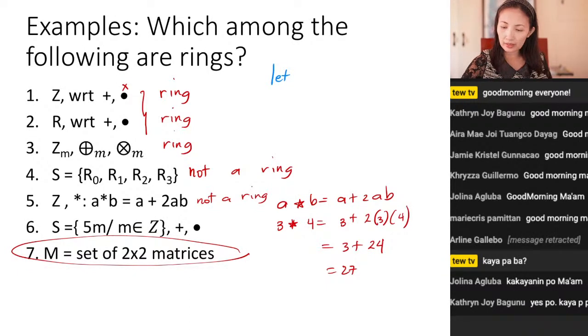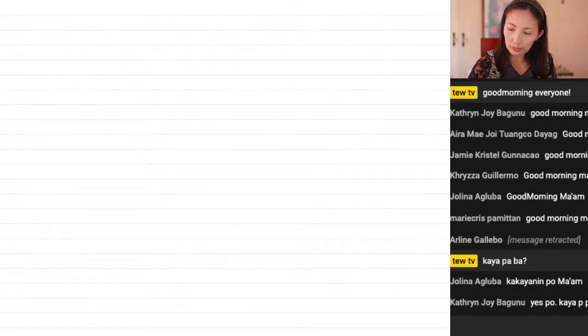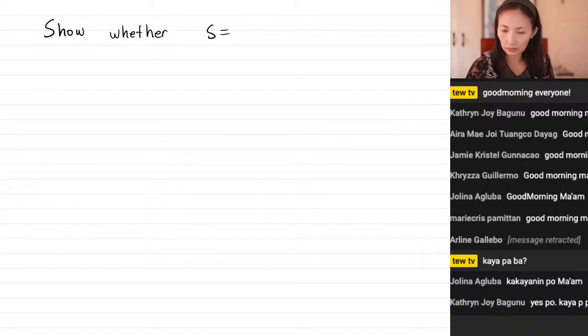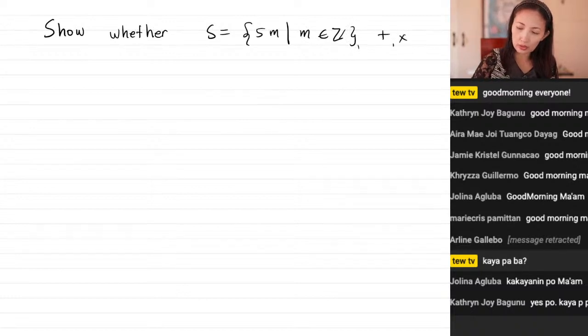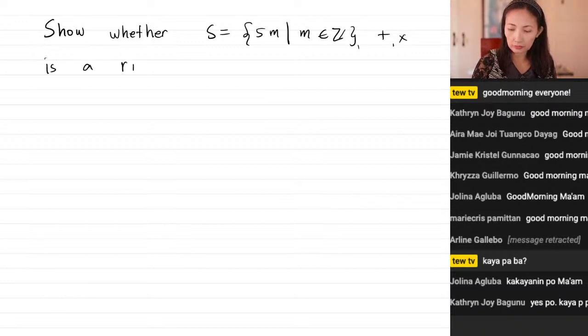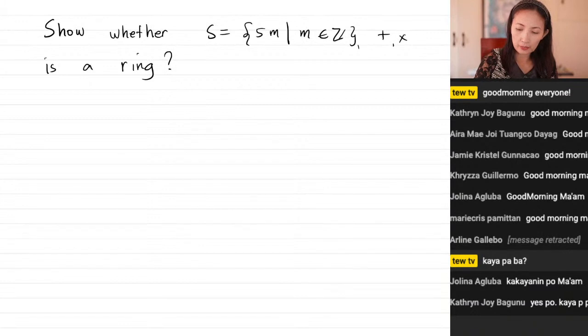So let's show whether or not ito na talaga ang last. 5m such that m is an element of Z, with respect to the operations addition and multiplication. Show whether S is a ring. So let's prove. Show the proof.